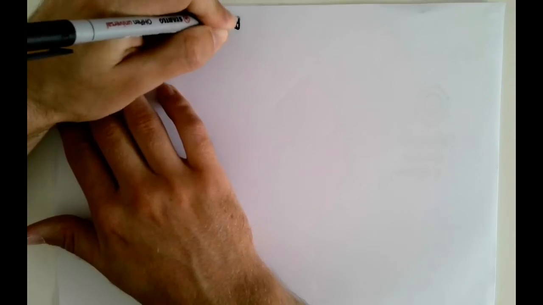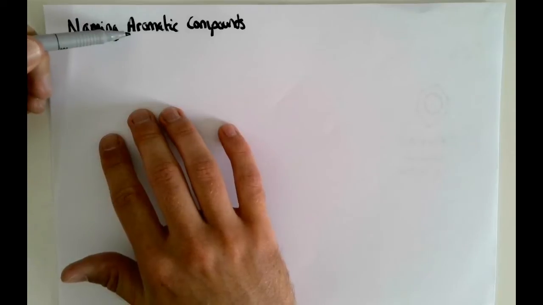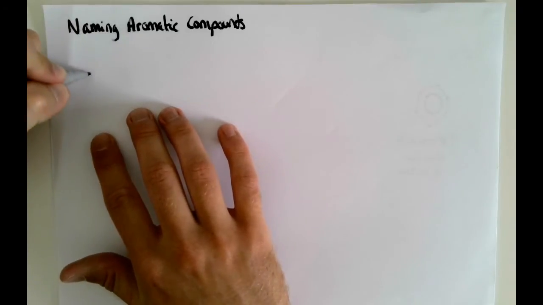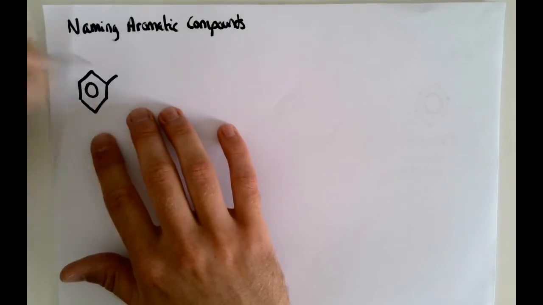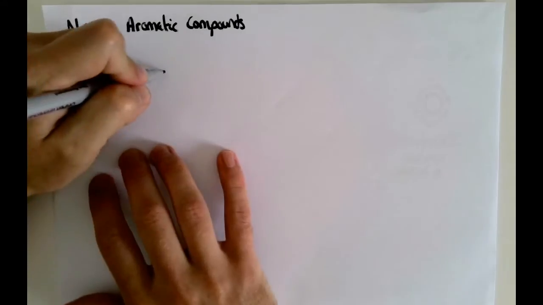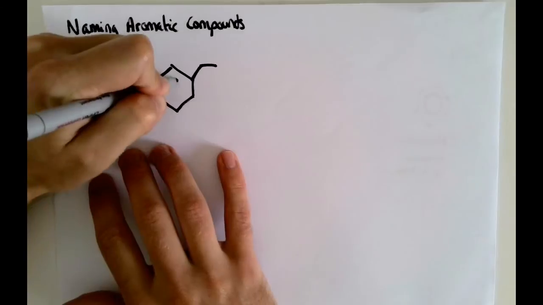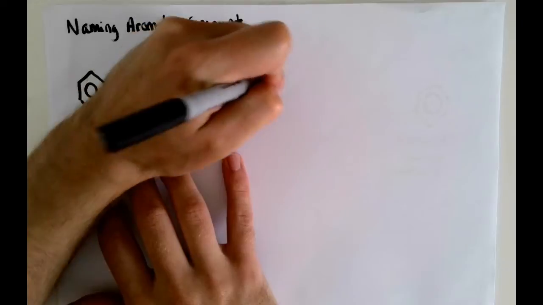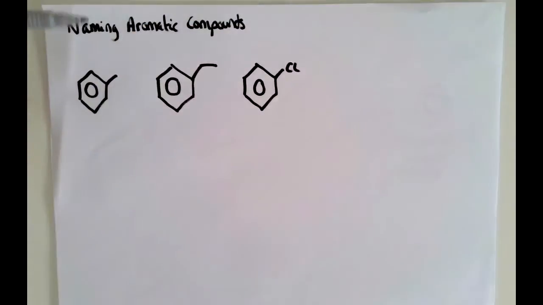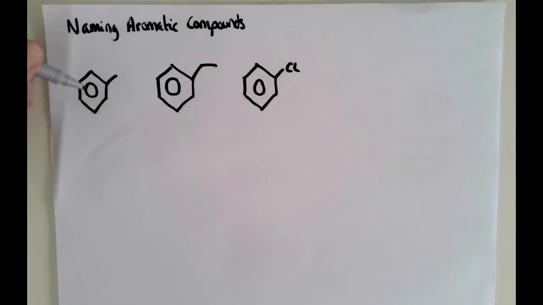So the word aromatic just means a chemical that contains a benzene ring. So this would be an aromatic compound that we might want to be able to name. This might be another aromatic compound that we might want to be able to name, and maybe something like this as well might be an aromatic compound that we would want to be able to name. They're all aromatic compounds because they've all got a benzene ring in them. So how would we name these?